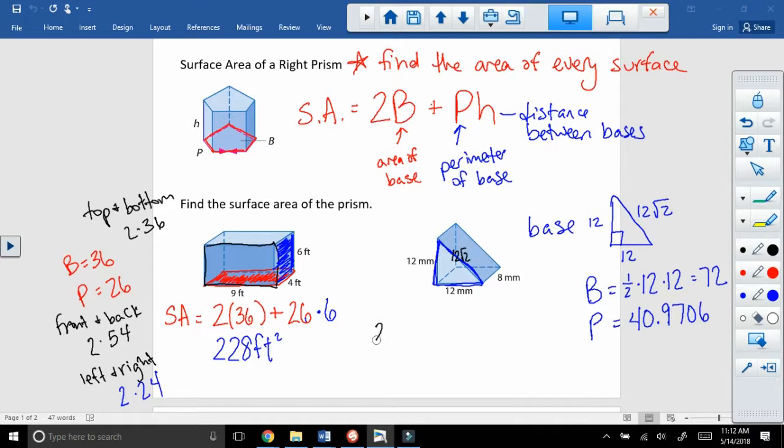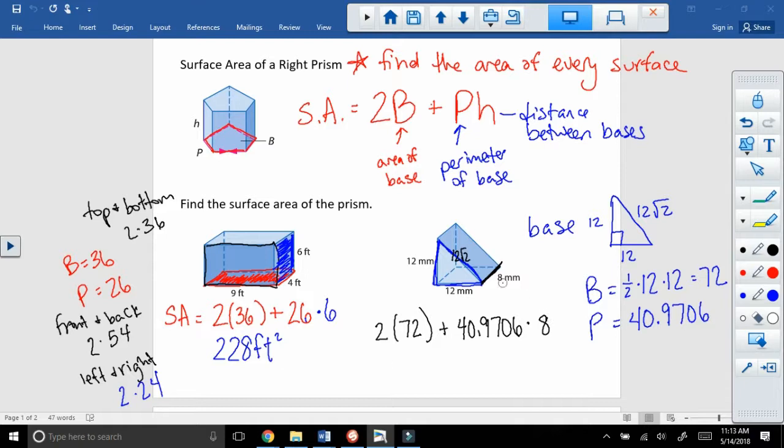So the formula is 2 times the area of the base, so 72, plus the perimeter of the base, times the height of the prism. The height of the prism is the distance between these bases. How far is it between the bases?